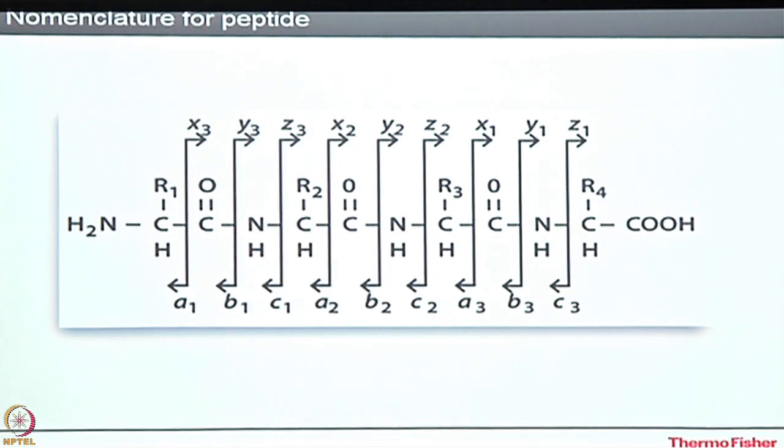Okay, so now there are different ways of fragmentation, CID, HCD, ETD. Different fragmentation will give you different kinds of ions. In case of CID, you will get only B and Y ions. In case of ETD, you will get C and Z ions.